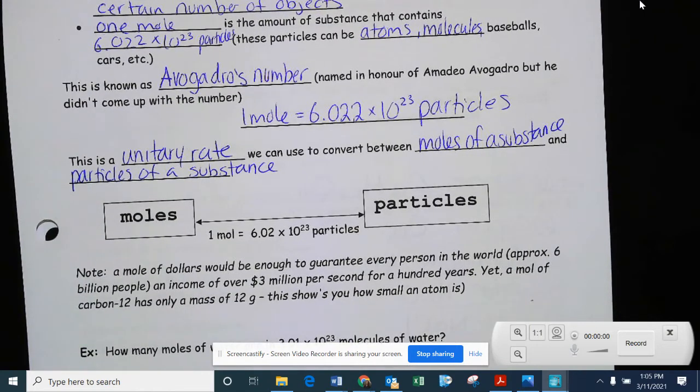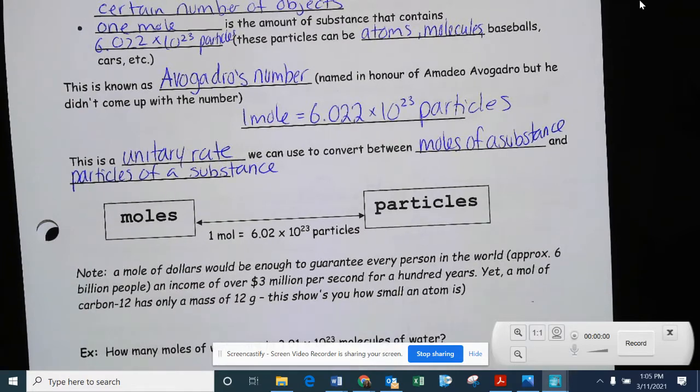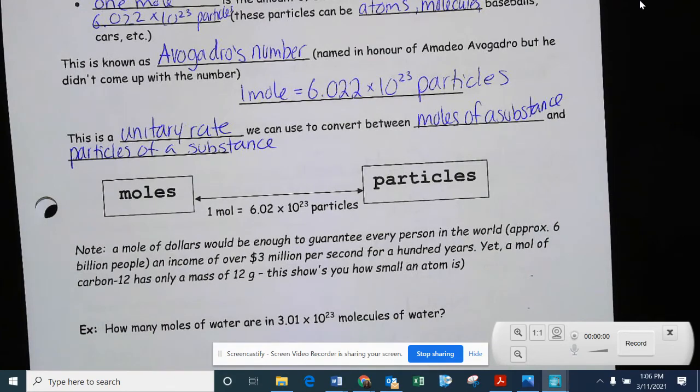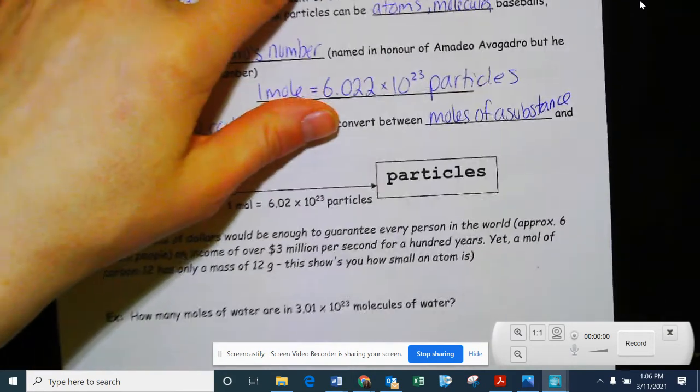Really, at the end of the day, when we're talking about how many moles of something we have, we are talking about how many particles of that thing we have. But the number of particles we're dealing with is such a huge number that it makes sense to assign a certain number of them to a mole. 1 mole of dollars would be enough to guarantee every person in the world an income of $3 million per second for 100 years. That's wild. But a mole of carbon-12 just has a mass of 12 grams. This is a really large number, and atoms are tiny. They are very, very small things.